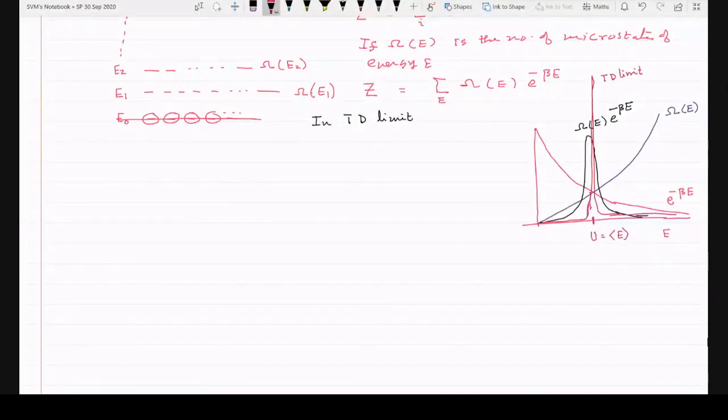So in the thermodynamic limit, we can always write this Z as only one particular term, corresponding to omega of U into e to the minus beta U. All other terms can be neglected. There is only one term that contributes. Now let me take the logarithm on both sides. So logarithm of Z is equal to logarithm of omega minus U divided by beta, where beta is actually k_B.